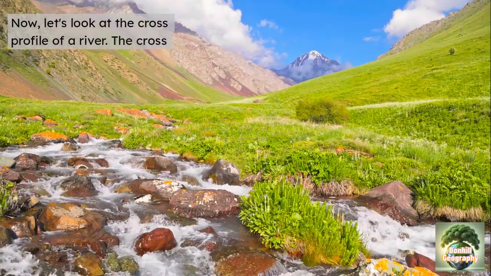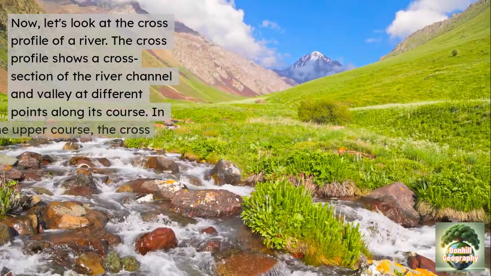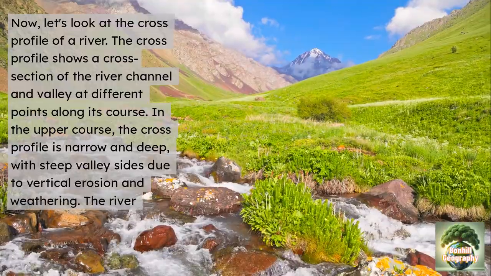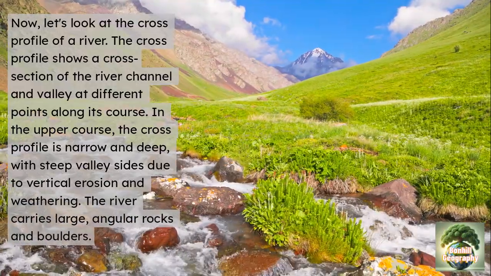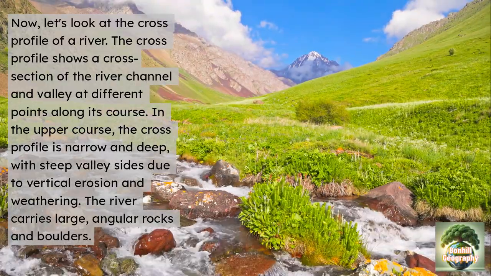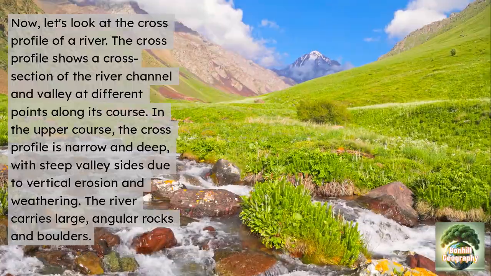Now, let's look at the cross profile of a river. The cross profile shows a cross section of the river channel and valley at different points along its course. In the upper course, the cross profile is very narrow and deep, with steep valley sides due to vertical erosion and weathering. The river carries large angular rocks and boulders, as previously stated.